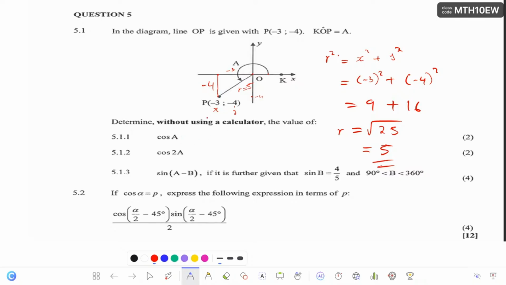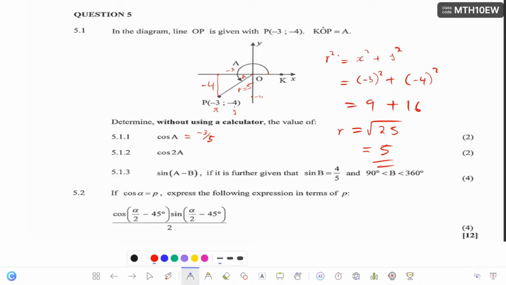To interpret this one, they said determine without the use of a calculator the value of cos A. So cos A is inside here. Cos we know is adjacent over hypotenuse. So it's going to be -3 over 5. I hope you're following.